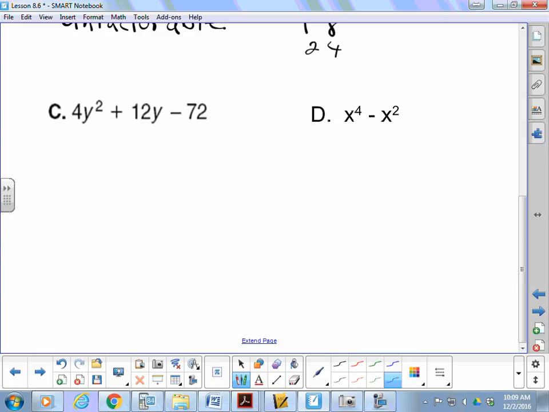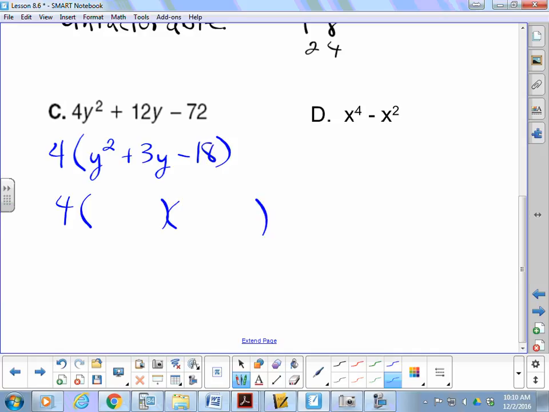All right, so we start to take out the 4. So we have y squared. 12 divided by 4 is 3y. 72 divided by 4 is what, Jacob? 18. What? 18, okay. So now we factor this. Put my 2 sets of parentheses because it's a trinomial and the coefficient of y squared is 1. So what are the factors of negative 18 that add up to 3?